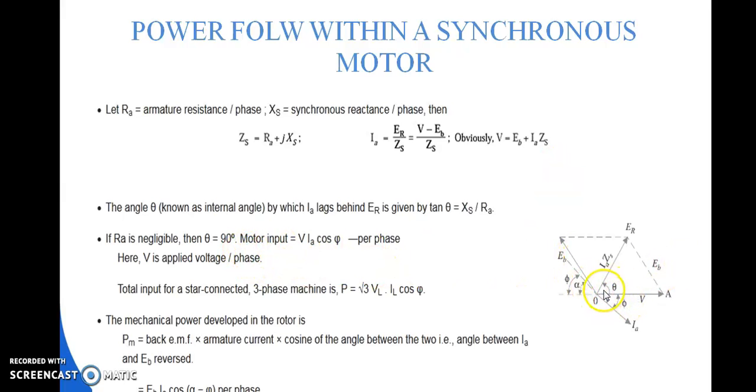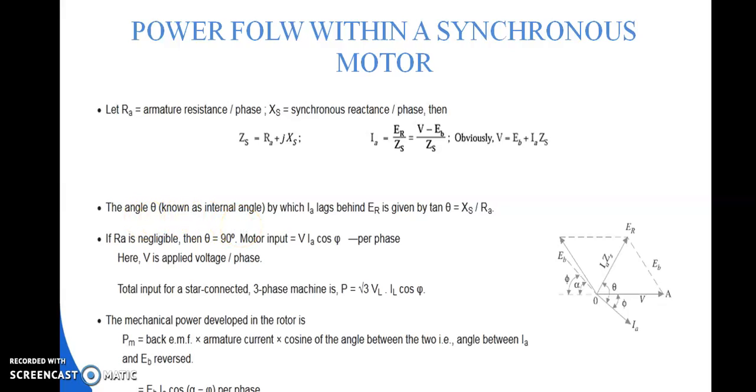Here we can see the phasor diagram. This is the supply voltage, armature current, this is the back EMF, and this is the resultant EMF, the resultant of back EMF Eb and supply voltage V. And here is the IaZs. This is the theta angle, the angle between resultant EMF and current. This is the phi, phase angle, the angle between voltage and current. The angle theta is also known as the internal angle.